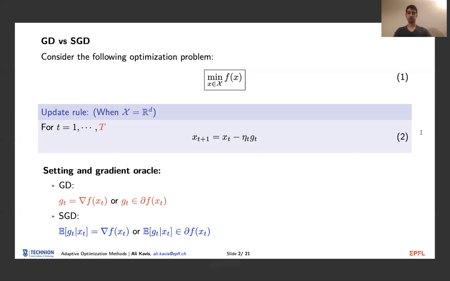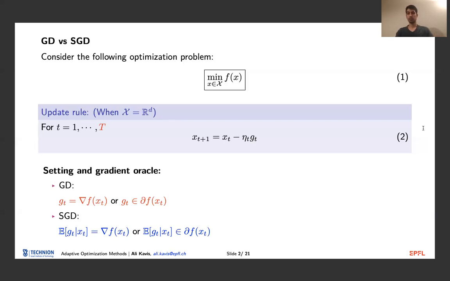If we consider gradient descent, for smooth functions, gt is the gradient of the function. And when the function is not smooth, it's a subgradient of the function at point xt. When we're dealing with stochastic gradient descent, SGD, the assumption we have is our estimates gt are unbiased, meaning in expectation, they are either equal to the gradient of the function for the smooth setting, or they are some subgradient in expectation.